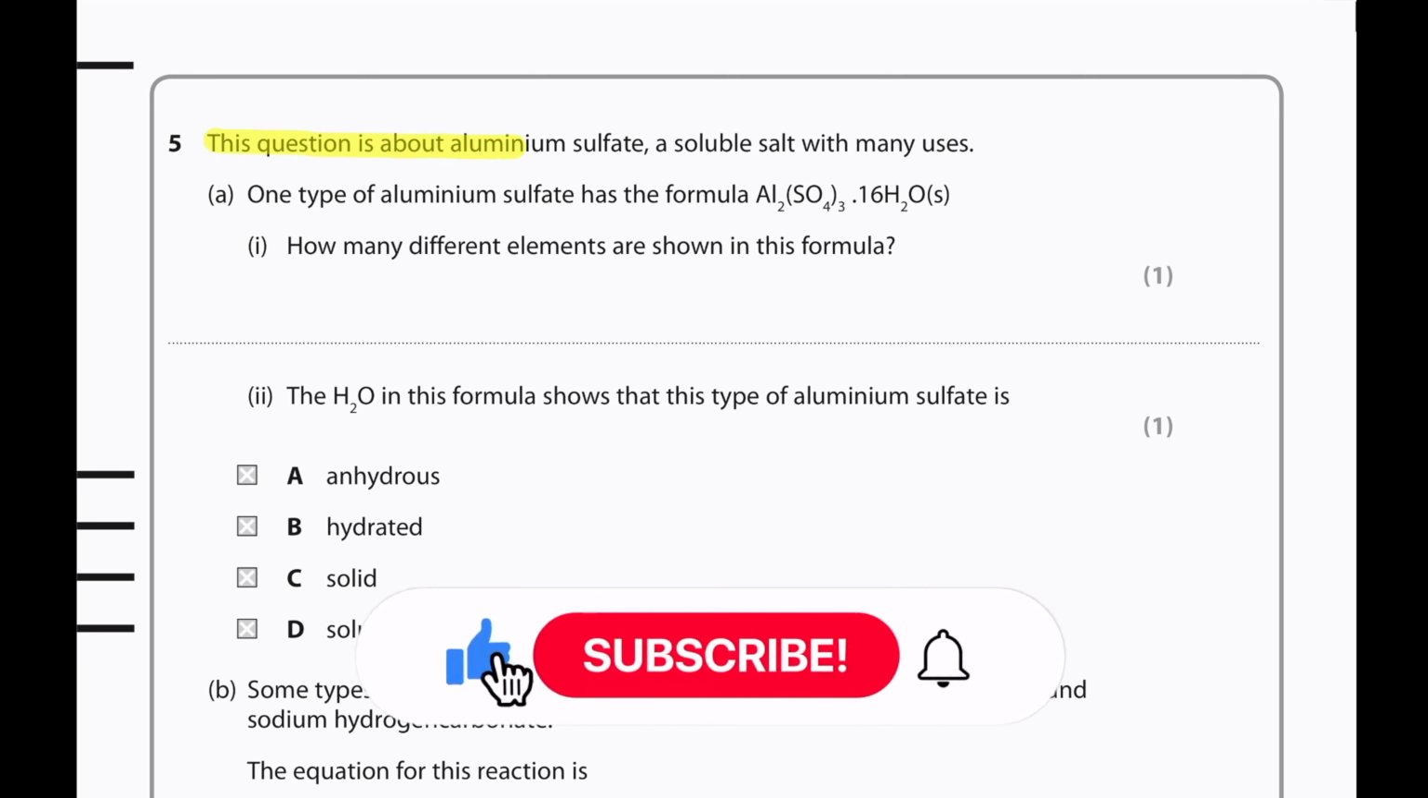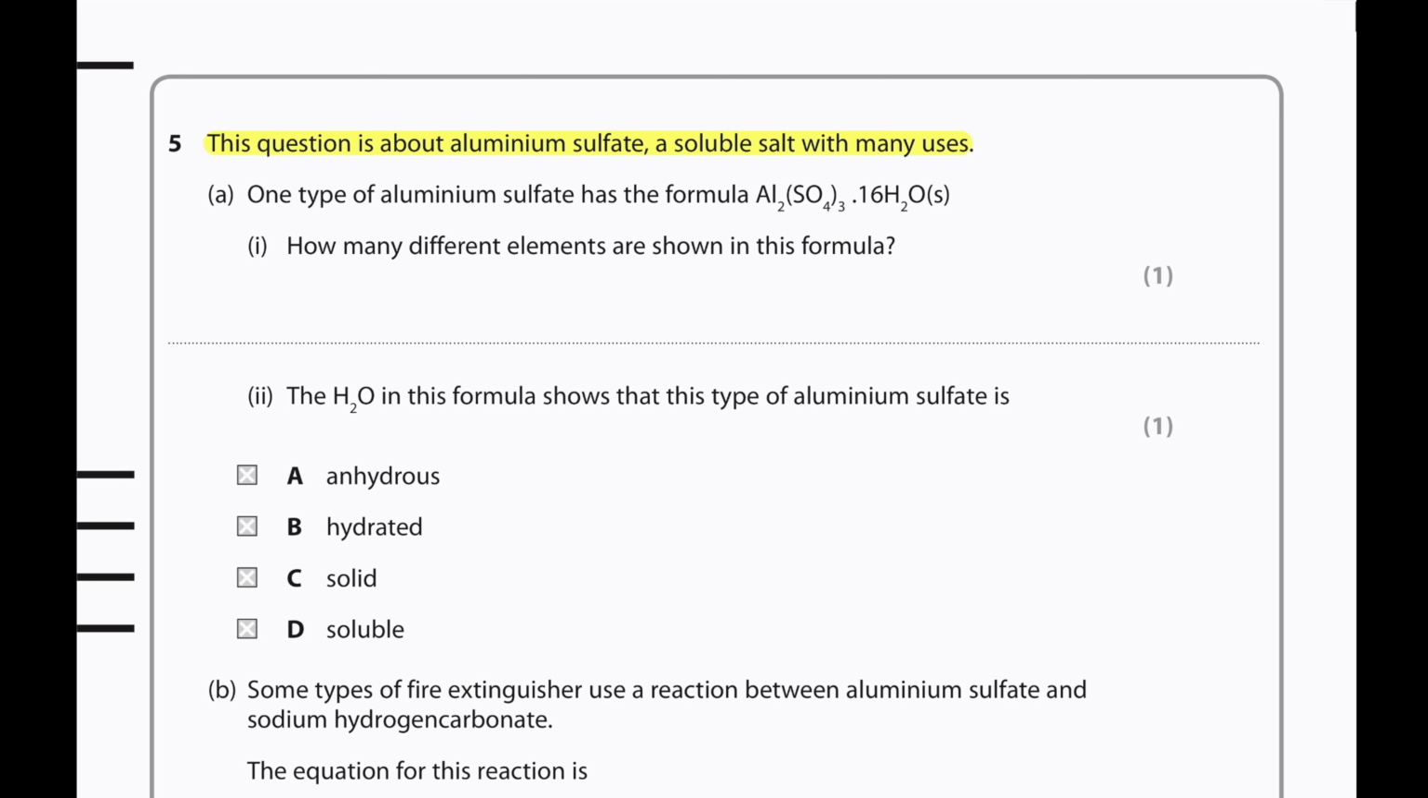This question is about aluminium sulfate, a soluble salt with many uses. One type of aluminium sulfate has the formula Al2(SO4)3.16H2O solid. How many different elements are shown in this formula? So we can see aluminium, sulfur, oxygen, hydrogen. So a total of 4 types. The water in this formula shows that this type of aluminium sulfate is hydrated. Water represented with a dot is water of hydration.